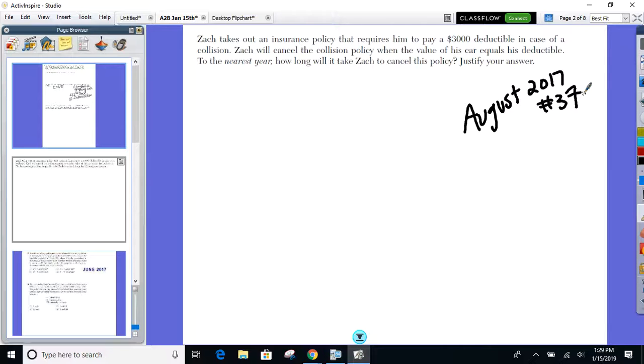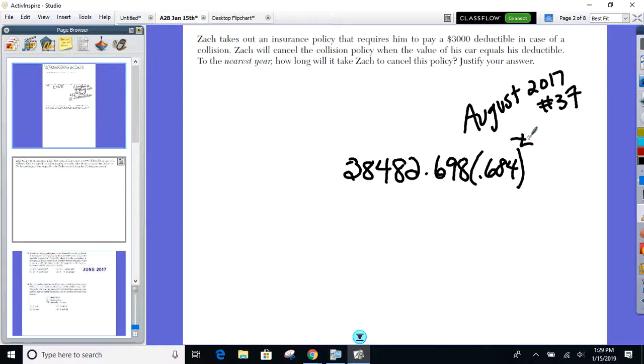Go ahead, write it down in part C. Help me now. Let's start chanting, yelling some stuff out here. Which one is the value of the car? 28,482.698 times 0.684 to the T. That was the value of the car equation.